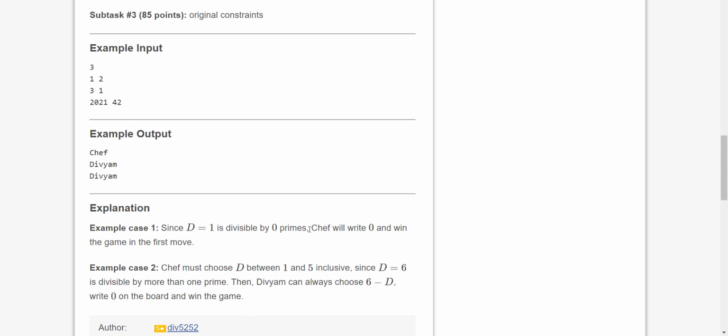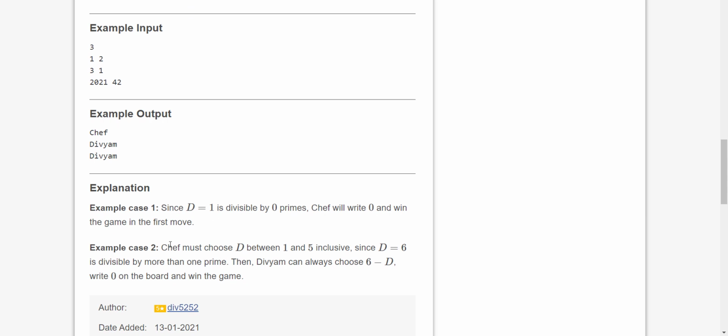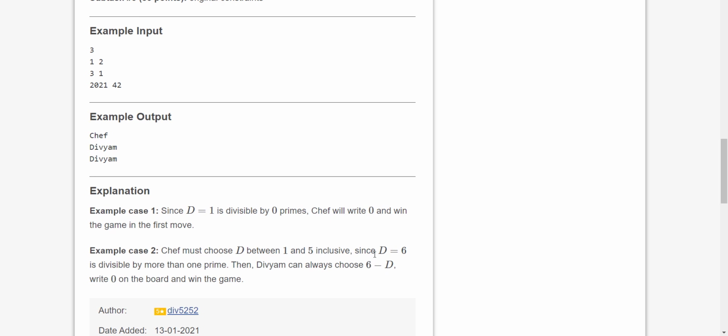So in the second test case, x is 3 and y is 1. So Chef must choose d between 1 and 5, because till 5 any number is divisible by exactly 1 prime number, and after 5, that is 6, it's divisible by more than 1 prime number. So d is chosen between 1 and 5. Then Divyam can always choose 6 minus d, write 0 on the board and win the game.